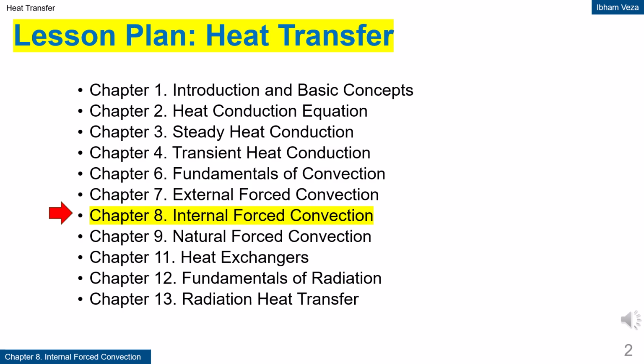Lesson Plan: Heat Transfer. This chapter is placed within the overall structure of the heat transfer course covering conduction, convection, and radiation. Internal forced convection logically follows the discussion of external convection. Each previous chapter builds the conceptual foundation to understand flow and heat transfer behavior. With this structure, students can see the relationship between topics in a systematic way. This chapter becomes an important bridge toward the discussion of heat exchangers.